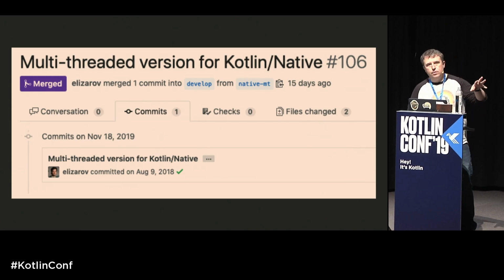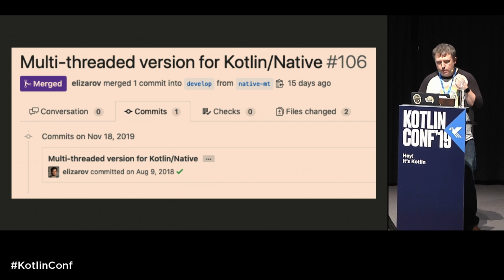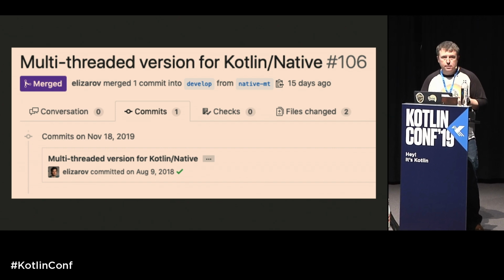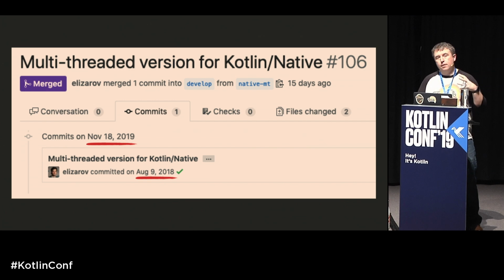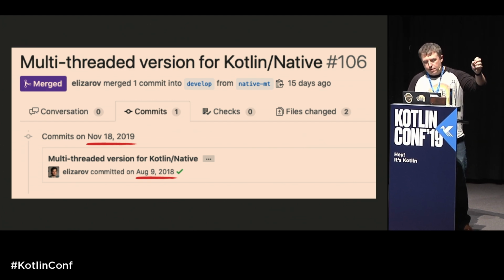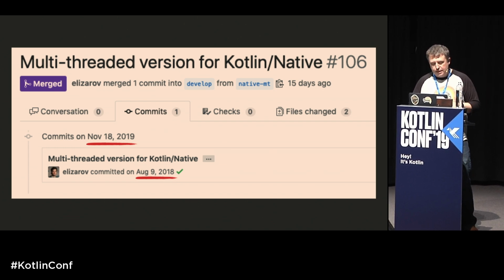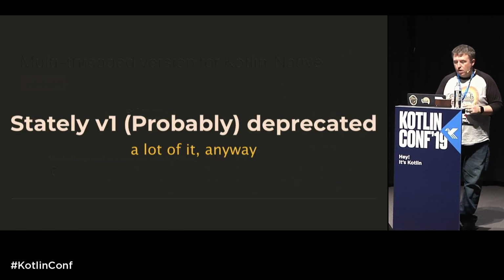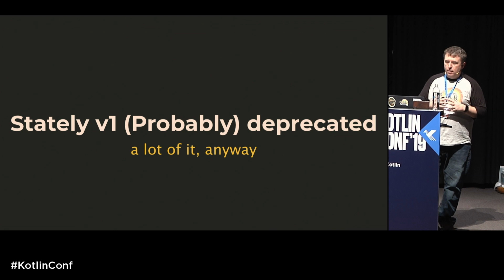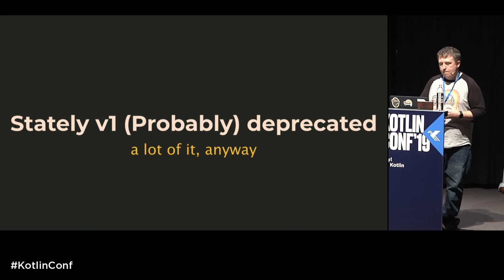Along with multi-threaded coroutines, Roman also added support for Kotlin Native and Atomic Foo, which hadn't existed up until that point, which is interesting because the merge happened on November 18th, or the commit PR happened on November 18th of 2019, but the original commit happened in August of 2018. So I don't know where that's been, but that's pretty interesting. So Stately v1 will probably be deprecated-ish. A lot of it anyway.